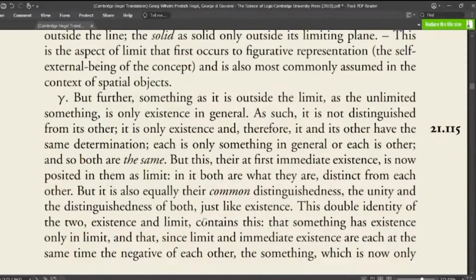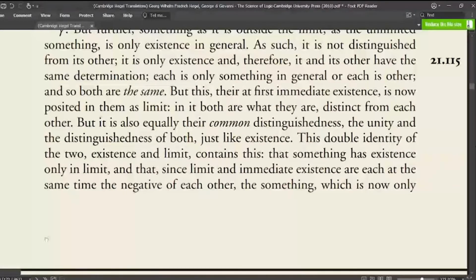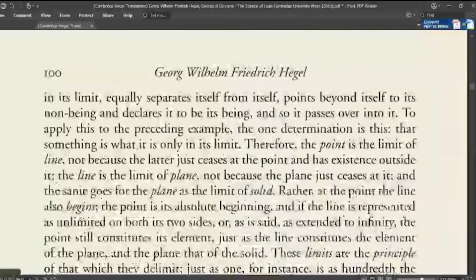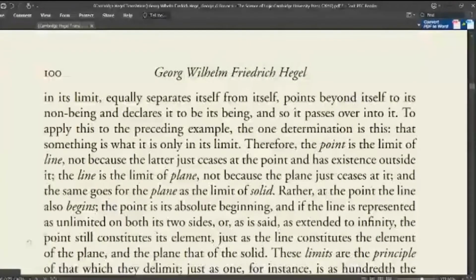This double identity of the two, existence and limit, contains this, that something exists only in limit, and that since limit and immediate existence are each at the same time the negative of each other, the something which is now only in its limit equally separates itself from itself, points beyond itself to its non-being, and declares it to be its being, and so it passes over into it.